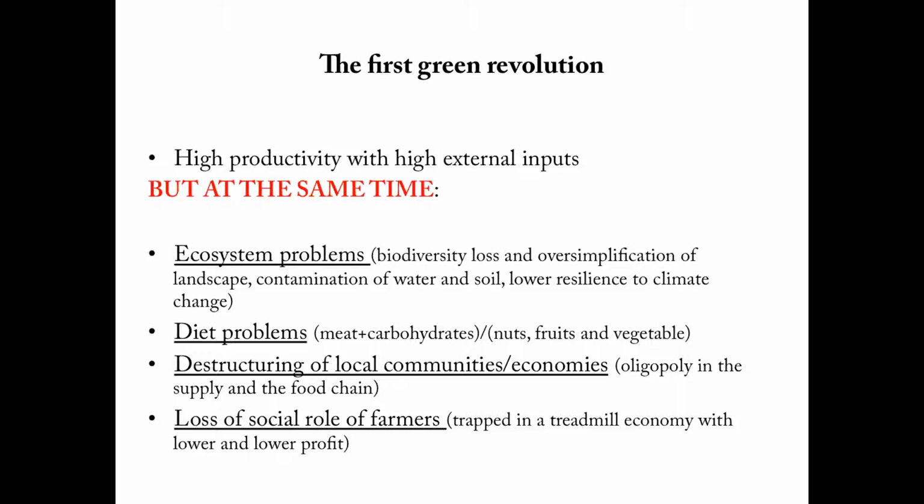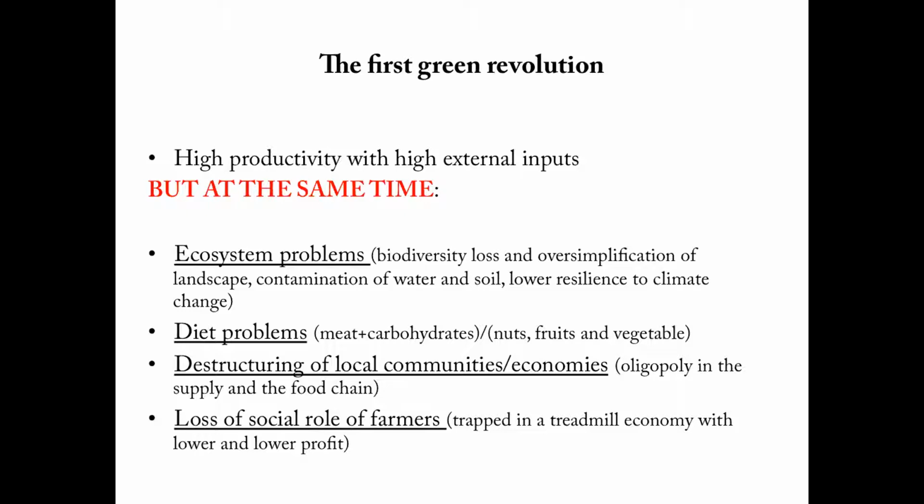Then we have diet problems. We are eating too much meat and carbohydrates, and we are eating too few nuts, fruits, and vegetables. And this led also to the destructuring of local communities and local economies. For example, there is oligopoly in the supply and inside the food chain. So this creates real social problems in our countries.